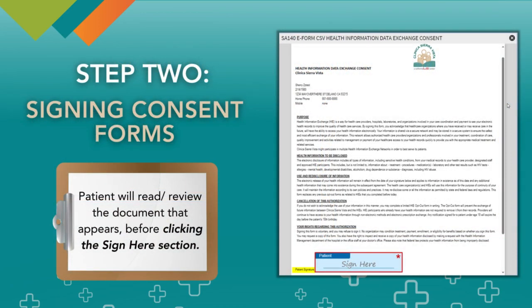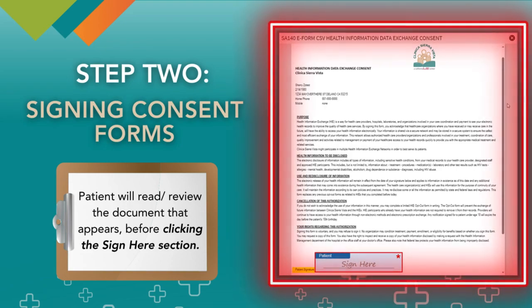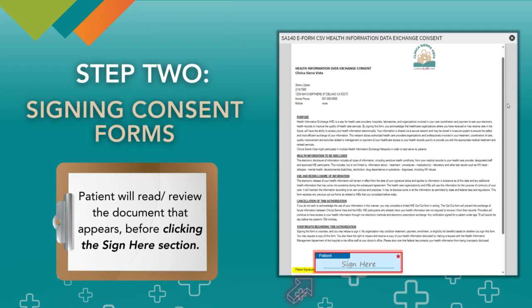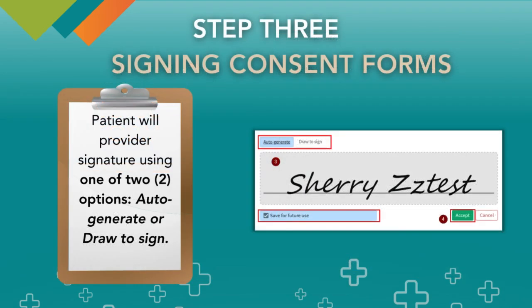Moving over into step 2 of signing the consent forms, the patient will read and review the document that appears before clicking the Sign Here section. Moving on over to step 3. The patient will be provided signatures using one of the two following options: auto-generate or draw to sign.